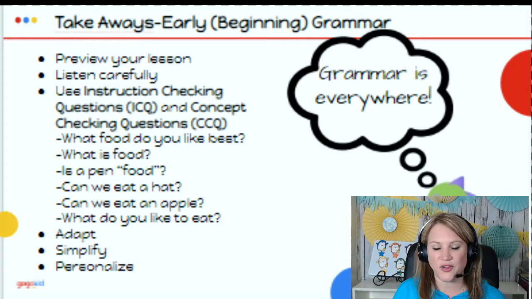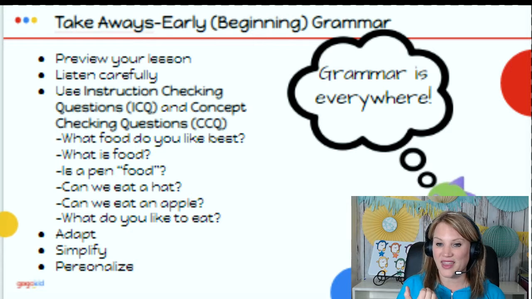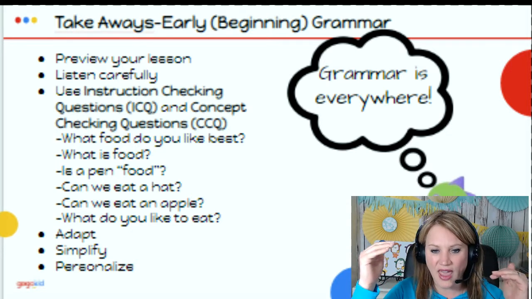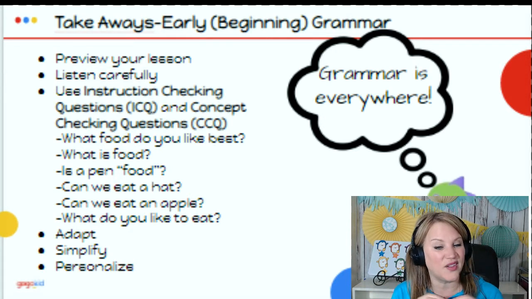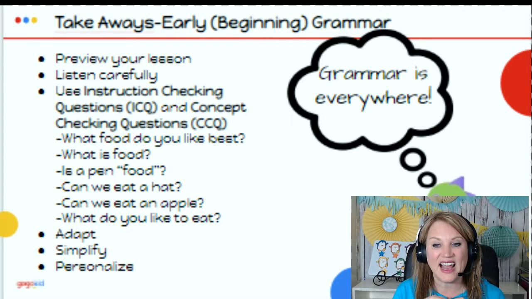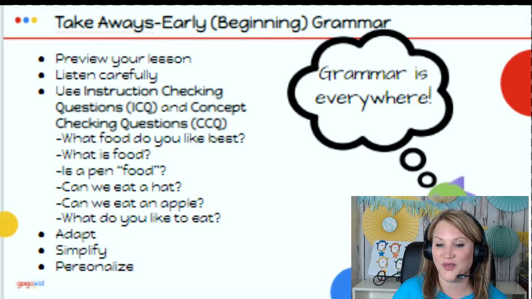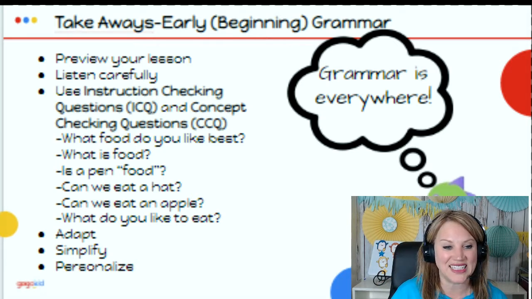As you are teaching, of course, we're always assessing what does the student know? What are they coming to me with? How much can I challenge them? How much can I extend? How can I simplify it if they're really having a hard time? And how can I personalize it to make it more meaningful to them? We'll discuss all of these things.